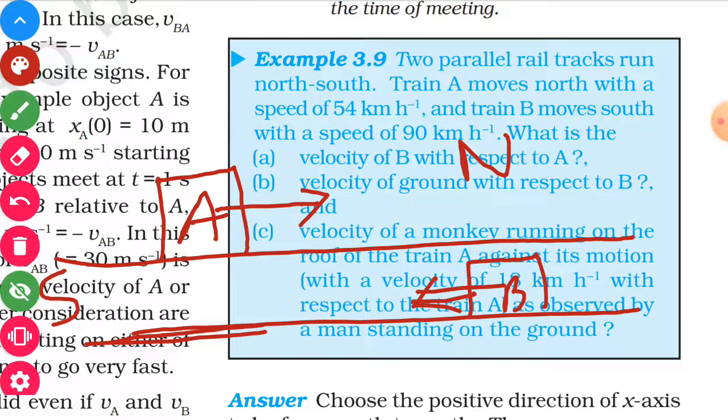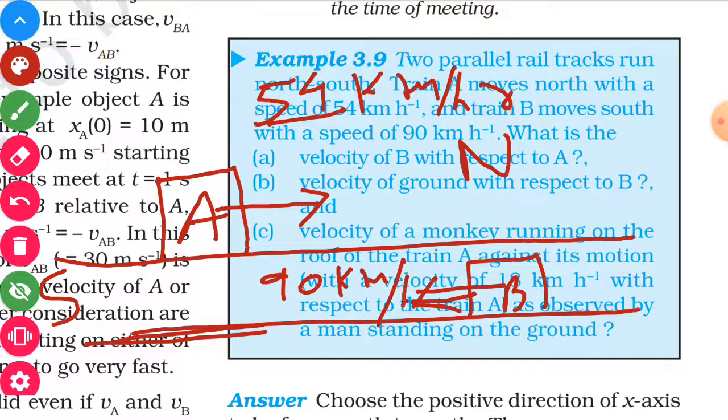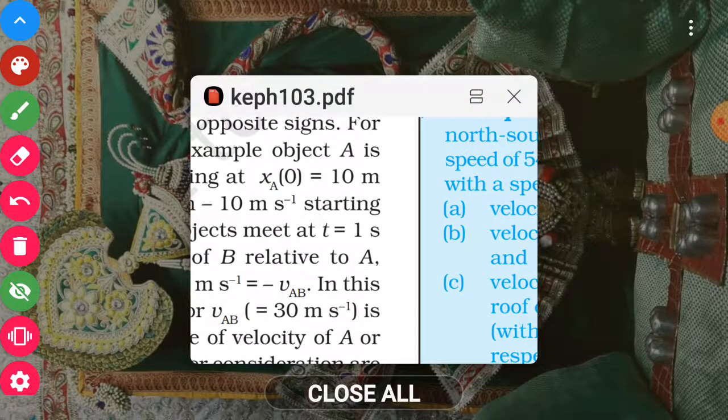Their speeds are given: train A is 54 kilometer per hour, and the other train is moving with 90 kilometer per hour. Now first of all we have to convert these speeds into meter per second. So we convert them and then we proceed further.